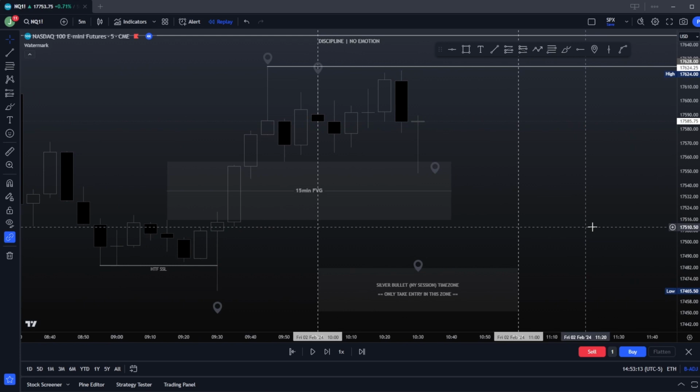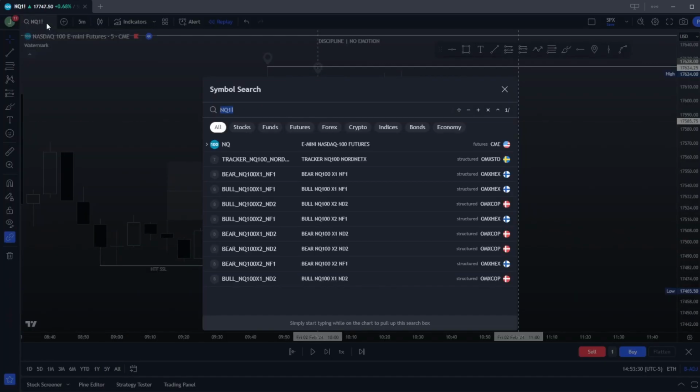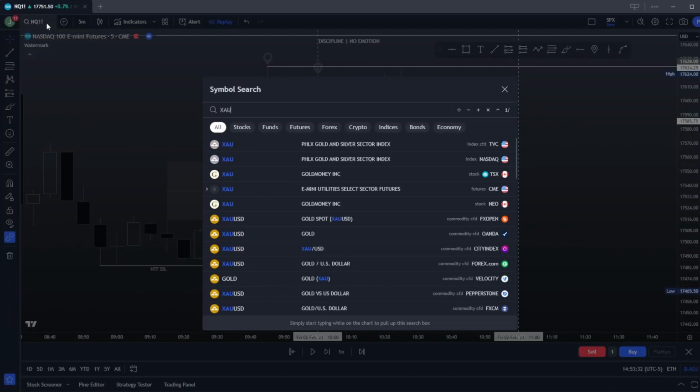Which pair do you recommend for this strategy? Oh no, you can do this on Forex pairs. You can do it on UJ, EU. Let me see if gold does it. I think gold does it, but I don't know. Gold is a lot more iffy price action.